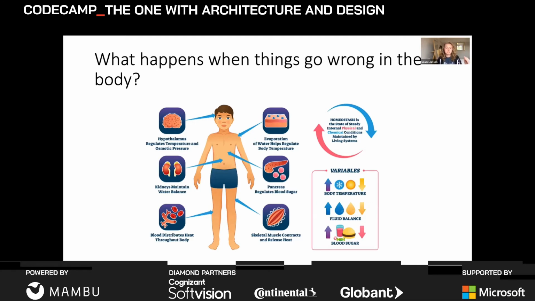In this case, you can see that there are various different organs within our body that allow us to constantly monitor the metrics of different aspects of our body. For example, the hypothalamus in the brain allows us to regulate temperature and osmotic, so water pressure. Kidneys allow us to maintain water balance. Our blood is able to distribute heat effectively throughout the body. And we've also got things like the pancreas that regulates blood sugar. So our body is constantly being monitored and checked to make sure that everything's as it should be.